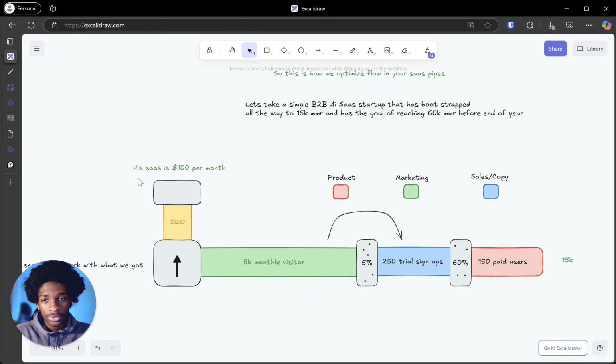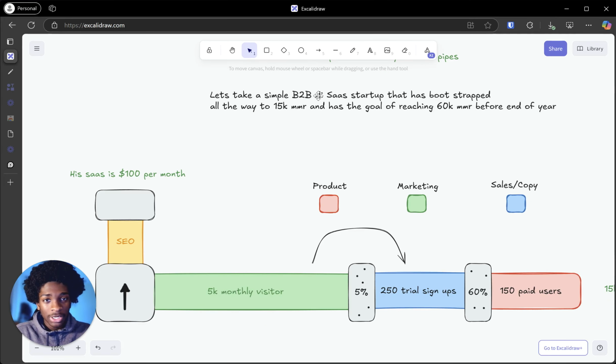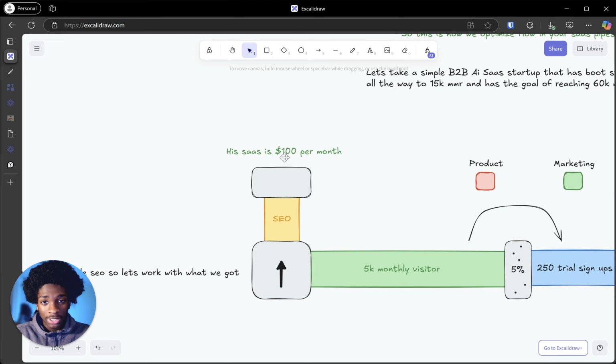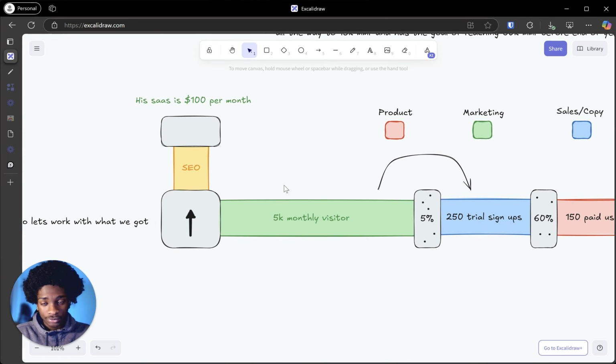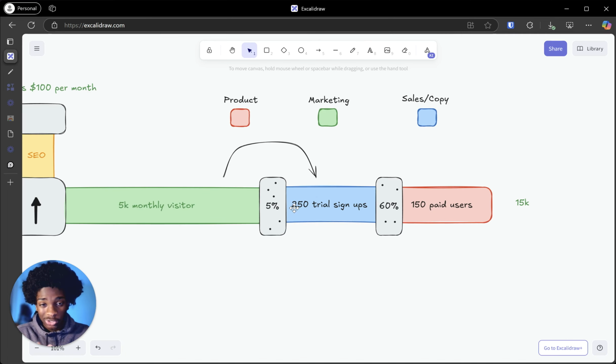Here's another example of how we optimize your flow, right? This guy's SaaS is a B2B AI startup that bootstrapped all the way from 15K to MRR and has a goal of hitting 60K MRR before the end of the year. His SaaS is $100 per month, and uses SEO as its only source of traffic. He's getting 5,000 monthly site visits, and out of those, 5% convert from visitors to trial members, and that 5% equals 250 trial signups. And out of the 250 trial signups, 60% of the people are converting to paid users.